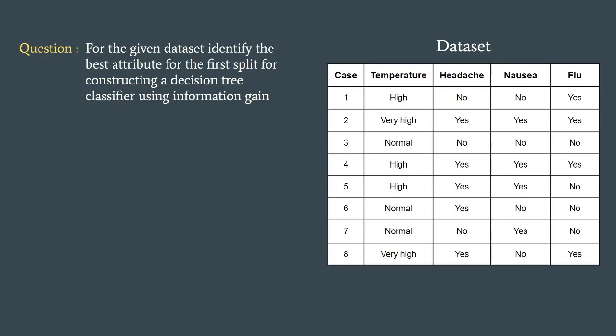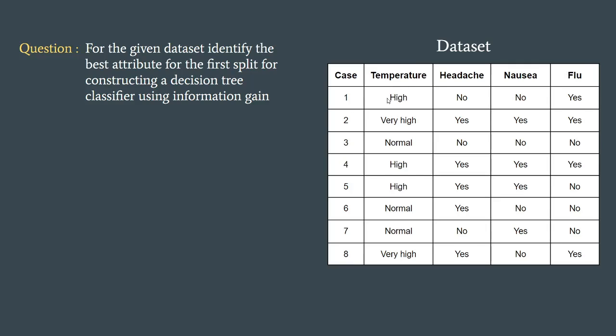So the question is, for the given dataset, identify the best attribute for the first split for constructing a decision tree classifier using information gain. As you see here in our dataset, we have mainly four attributes: temperature, headache, nausea, and flu. And flu is our target class attribute, with two classes, yes or no.